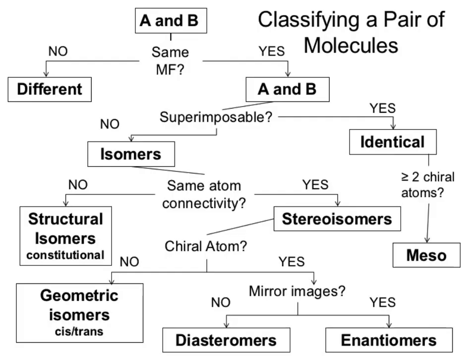So start, same as always, molecular formula, superimposable, atom connectivity. Look for a chiral atom. If there isn't a chiral atom, we could be looking at geometric isomers. That's our cis-trans issue. If there is, are the 2 structures mirror images? If they are, they're enantiomers. If they aren't, they're diastereomers.